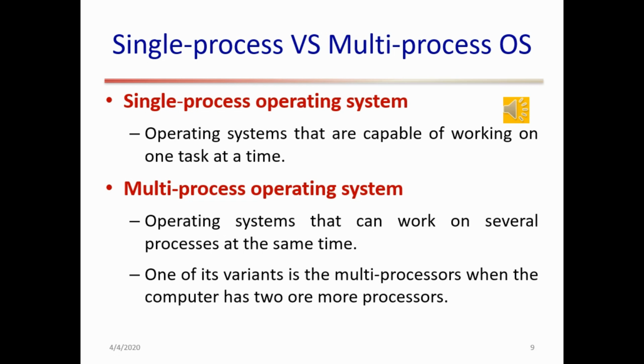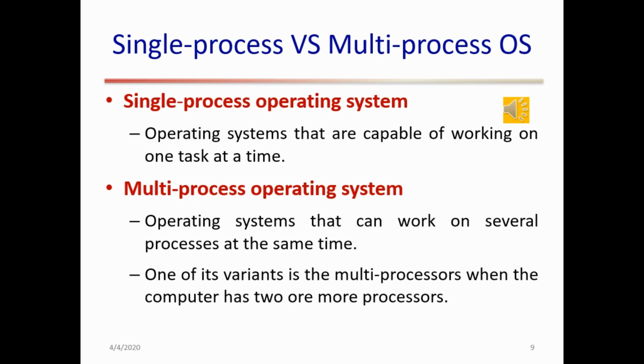Regarding the number of processes, there are some operating systems that can perform only one task at a time, so the other tasks will wait until finishing this task. This type is called a single process operating system, while the multi-process operating system can perform more than one task at the same time by scheduling the operations of each task.